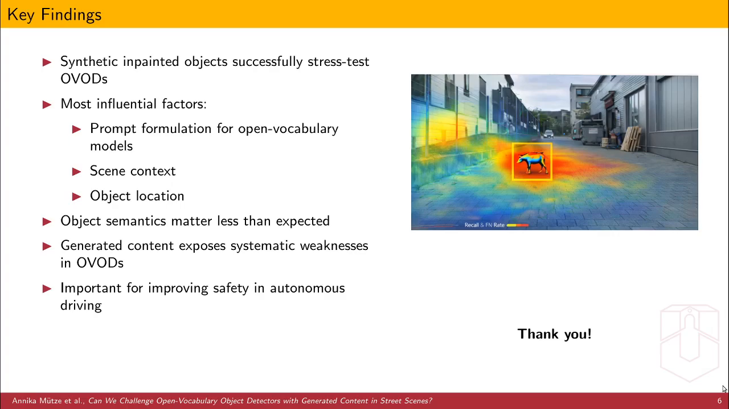So the key findings in our paper can be summarized: we propose a synthetic inpainting method, and we showed that the synthetic inpainted objects successfully stress test the open vocabulary object detectors. The most influential factors which we found were the prompt formulation for open vocabulary models, the scene context, and especially the object location. The object semantics, however, matter less than we expected.